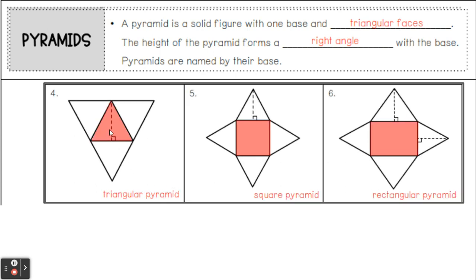So here you have a triangular pyramid because the base is a triangle and the faces are triangles. Here you have a square pyramid because this is the same on all sides. And of course, it's a pyramid because its faces are triangles. And finally, we've got a rectangular pyramid because I've got a rectangle and four triangles. So that is going to be a rectangular pyramid.